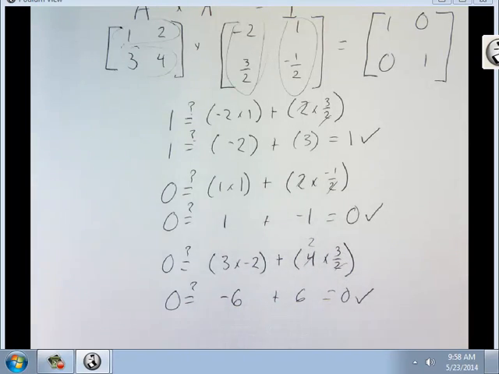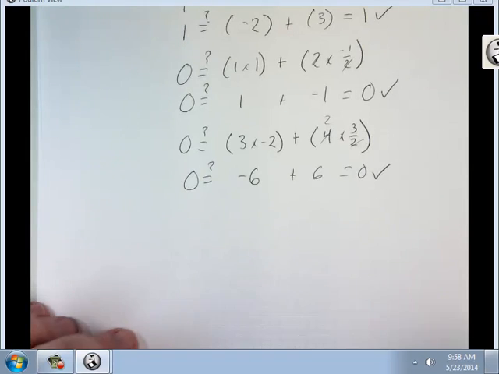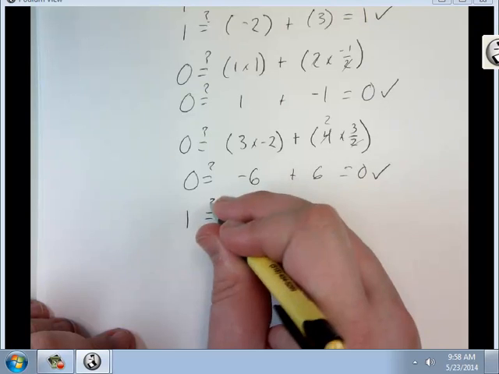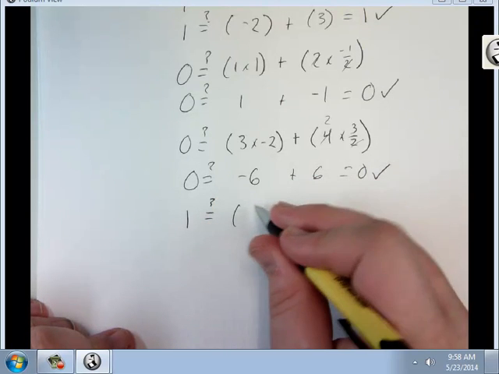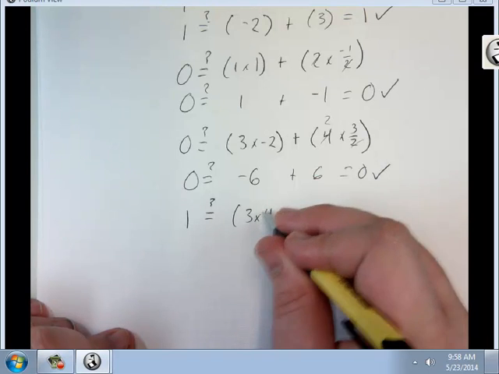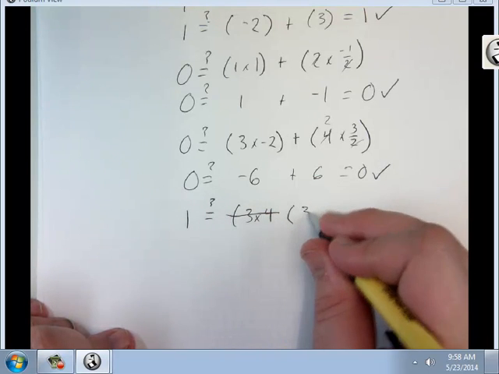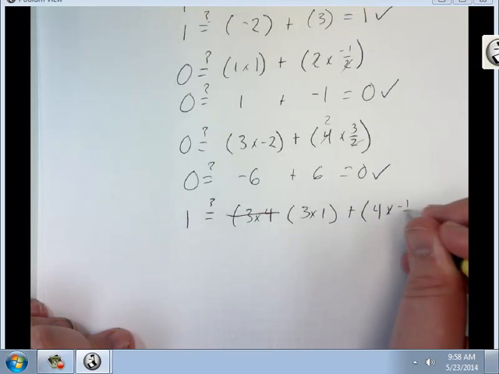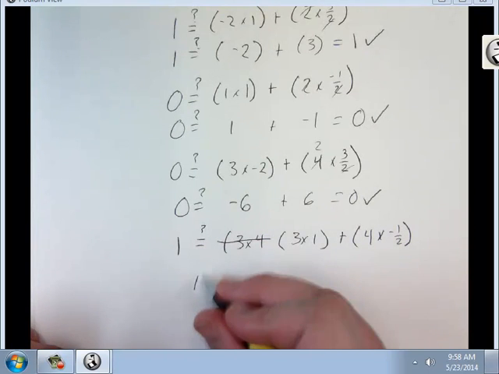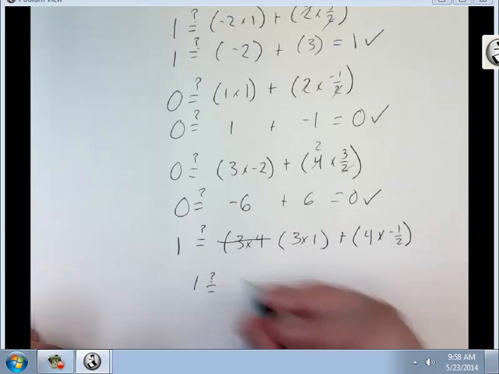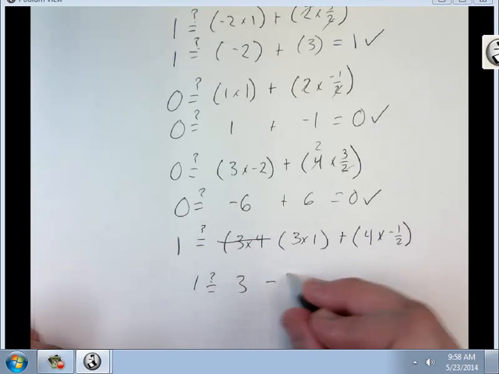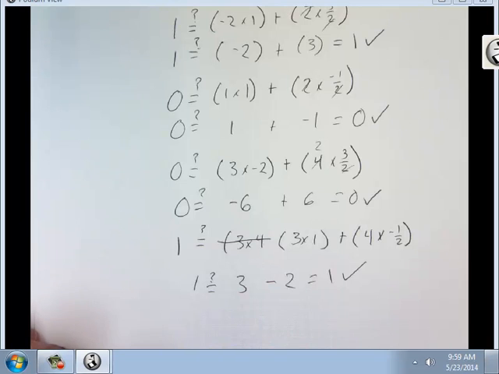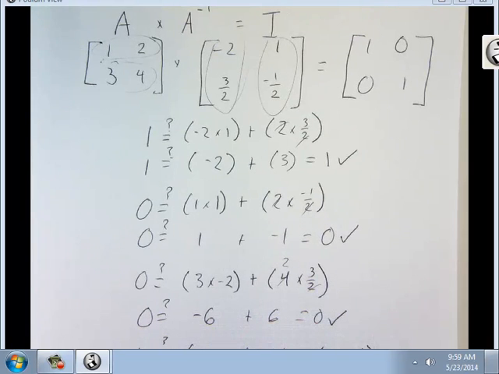And let's do the last one. If those three have worked, this one should work. We get 3 times 1 plus 4 times negative 1 over 2. Three minus 2 does equal 1. So there's our inverse matrix. Now in the next video I'm going to show you exactly how an inverse matrix actually works for solving a system of equations. So I'll see you there.